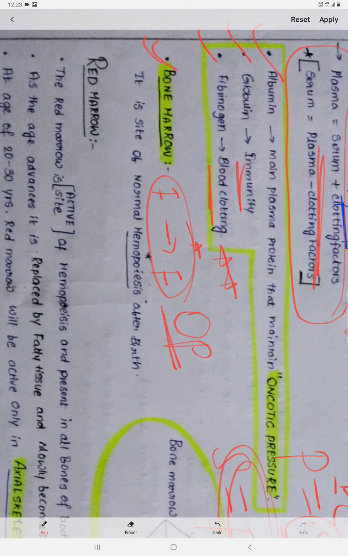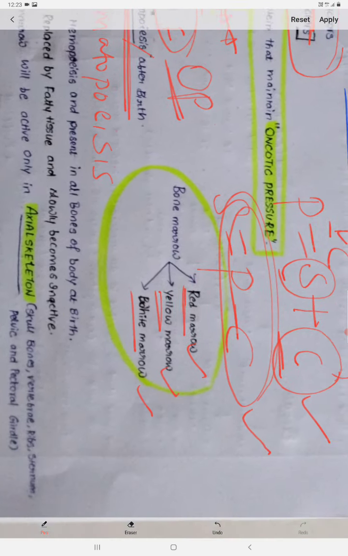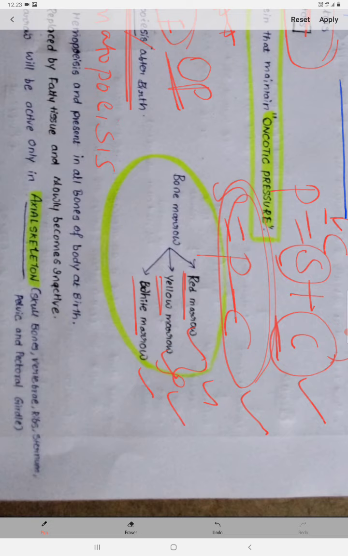And coming to our last topic, this is bone marrow. Normally this is the site of normal hemopoiesis, otherwise called hematopoiesis, after birth. Bone marrow consists of three types of marrow: red, yellow and white marrow. Mainly these two can be seen, red marrow and yellow marrow.